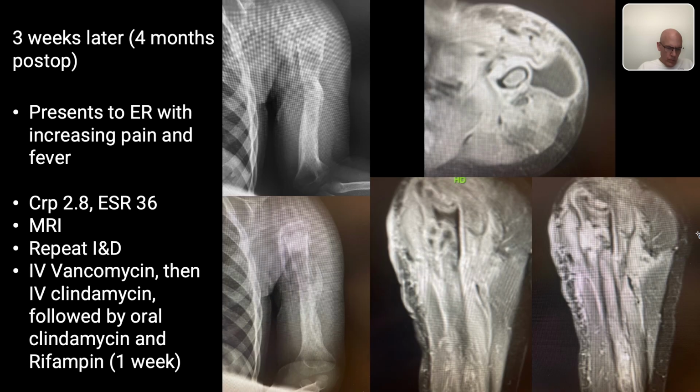Next slide. So time is moving forward until we get increasing pain and back in the emergency room, reimaged, large abscess, repeat involvement. So I&D is performed once again. Went back through the course of intravenous followed by oral antibiotics. Rifampin was added as, I guess, a force multiplier. New slide.